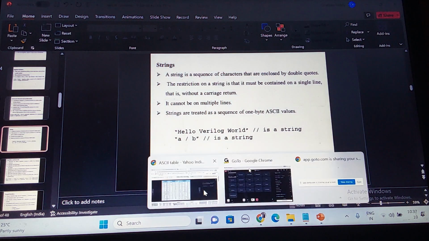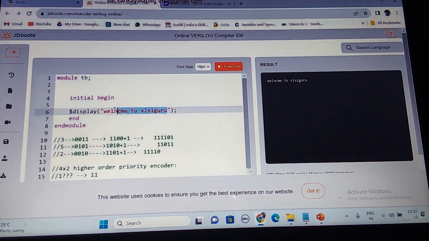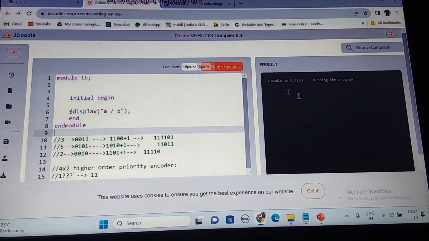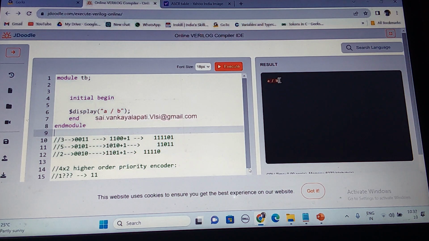You understand? So if I print like this, suppose I write here A forward slash B. Now here the forward slash is not an operator. It is a string because it is included within double quotes. Now this will print the output as A forward slash B. Now it is printing, you can see A forward slash B.